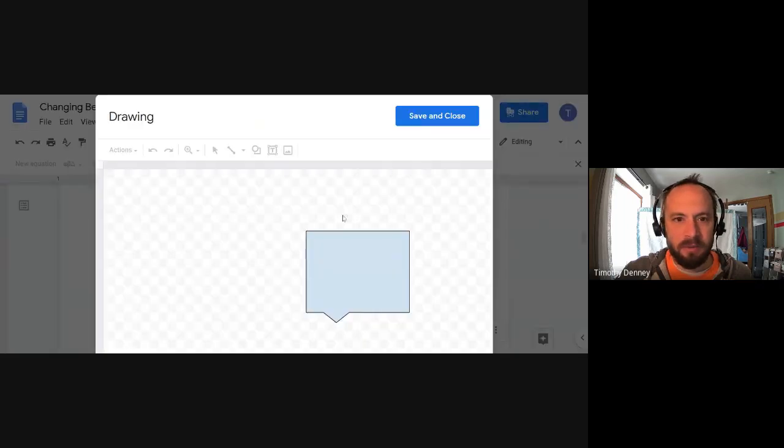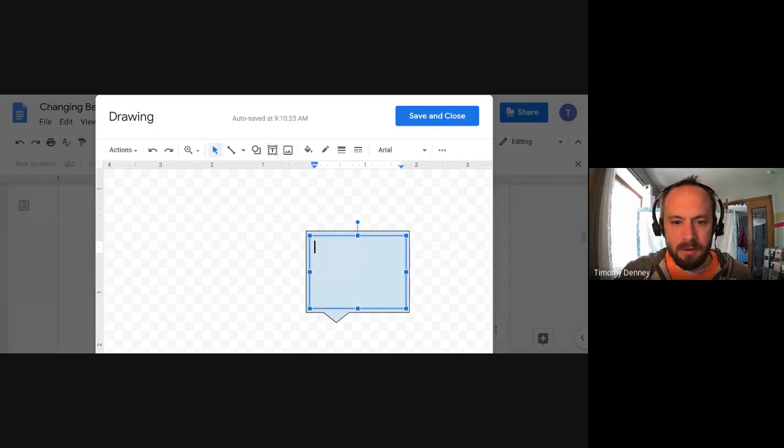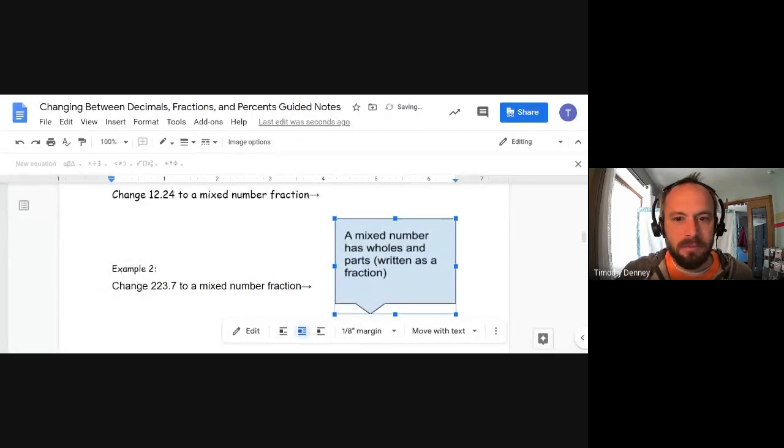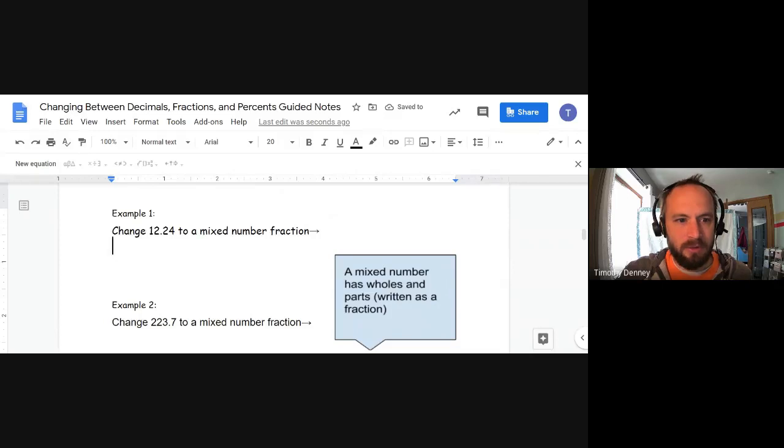So I'm going to type in here what a mixed number is. A mixed number has wholes and parts. Parts are written as a fraction. So, in other words, we're going to change this to a mixed number fraction. We've got to take our wholes and we just leave them the same, 12 wholes. But then we've got to change this 0.24. Instead of as a decimal, we're going to write it as a fraction.